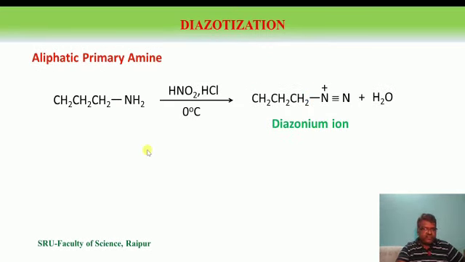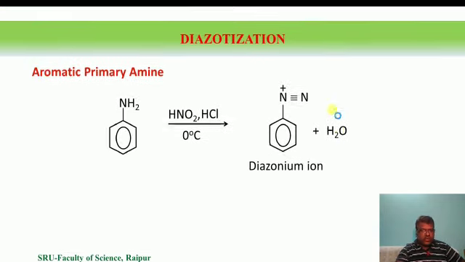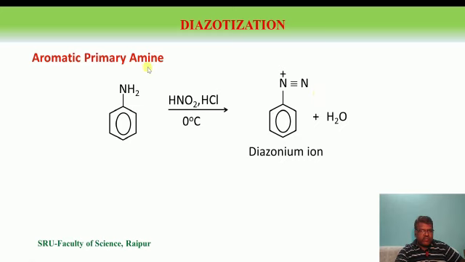Now, reaction between aliphatic primary amine. When aliphatic primary amine reacts with nitrous acid in presence of HCl at 0 degree centigrade, a diazonium salt is formed. Aromatic primary amine, this is aniline, reacts with nitrous acid in presence of HCl at 0 degree centigrade, diazonium ion is formed.